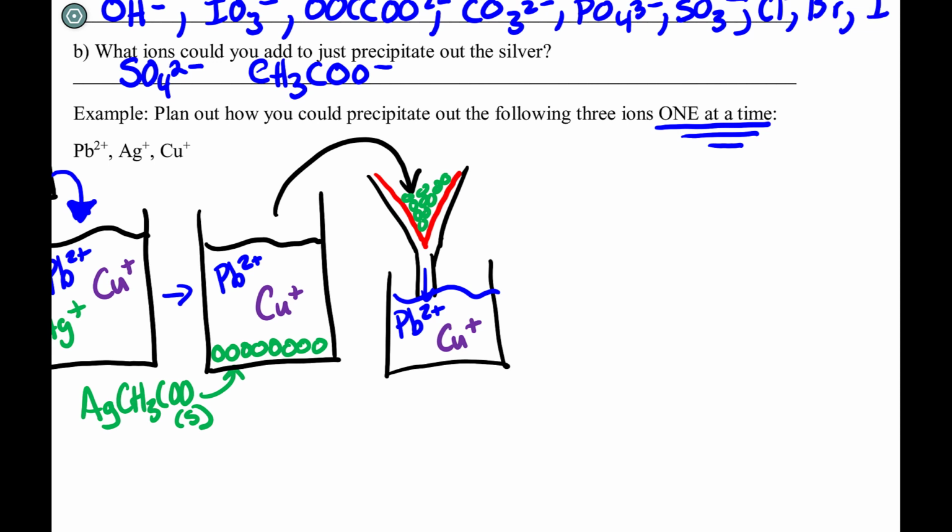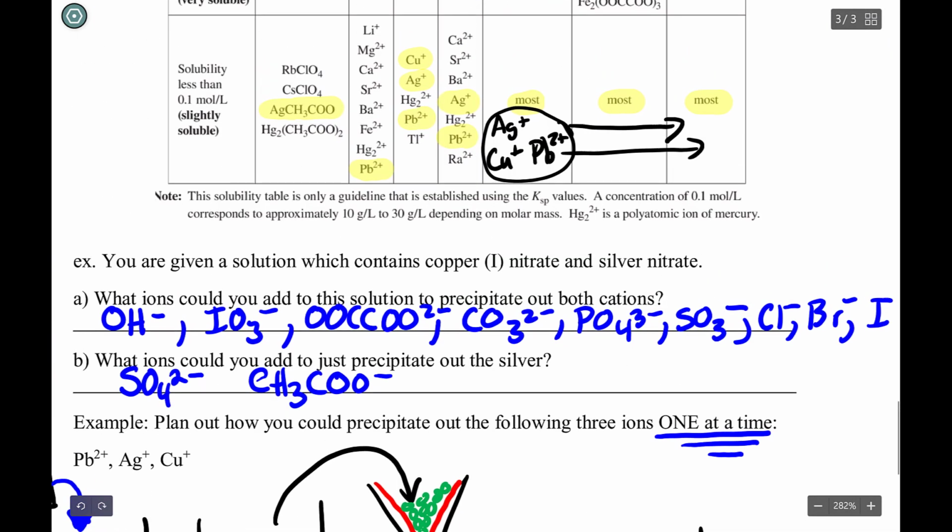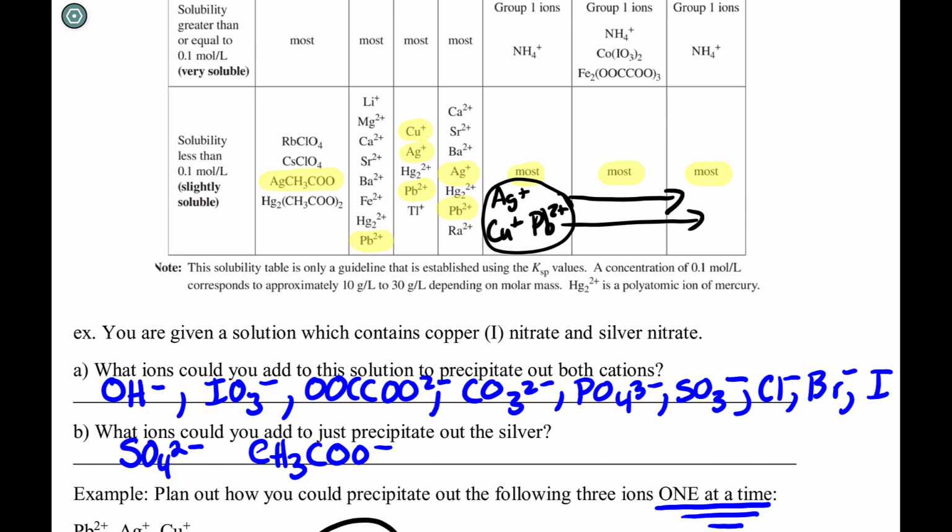Okay, now I would have a beaker containing only lead 2+ and copper 1+. I've got to find another solution to pour in here that will only remove one of them. So let's go back up to our table and we'll find something that has just one of them. I'm going to erase the silvers because this is gone now. It's gone. I don't care about it anymore.